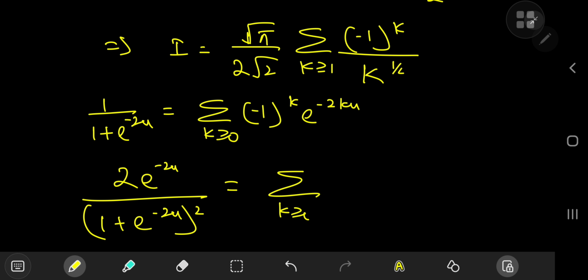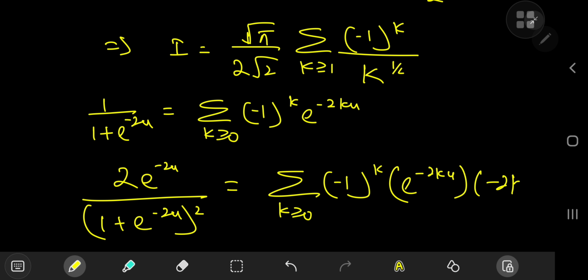Anyway, on the right, you have the sum over k of negative 1 to the k times e to the negative 2ku times negative 2k. So you still have this nice cancellation of the 2's, but you still have this negative 1 now attached with the k. And negative 1 times negative 1 to the k means that you have negative 1 to the k plus 1. So that's pretty much it. That's the only mistake in the video, and it's been corrected pretty easily.